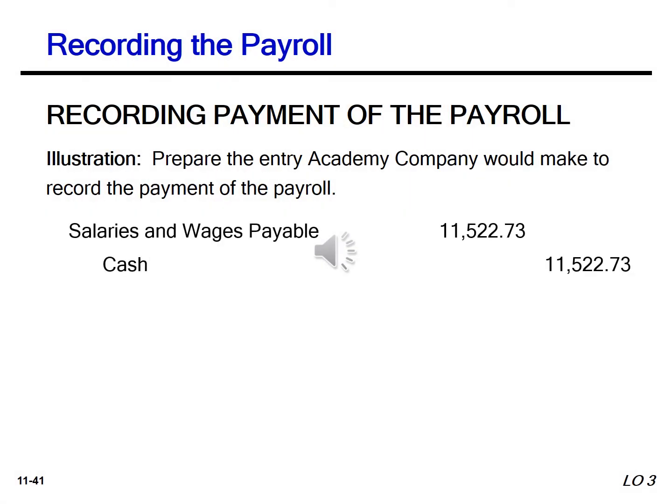And of course, after the company's accountant recognizes the expense and records the transaction we showed in the previous slide, when the salary or the wages are actually paid to the employees, the accountant would record this payment by debiting the salaries and wages payable, which is the liability account, and crediting the assets account, specifically the cash account.